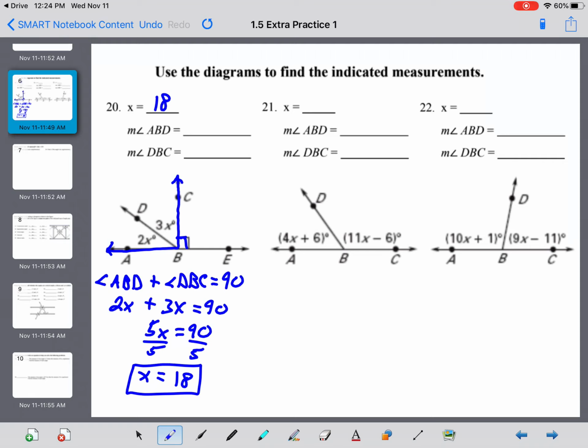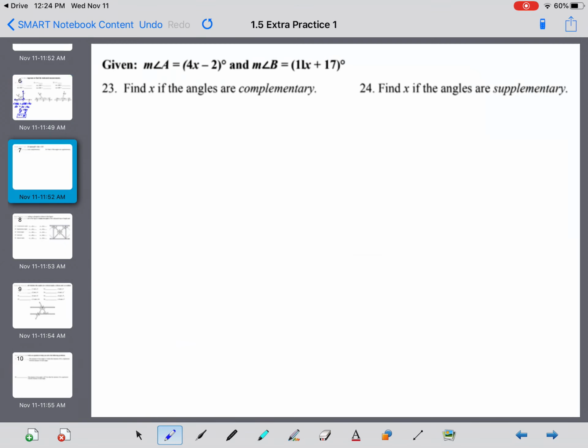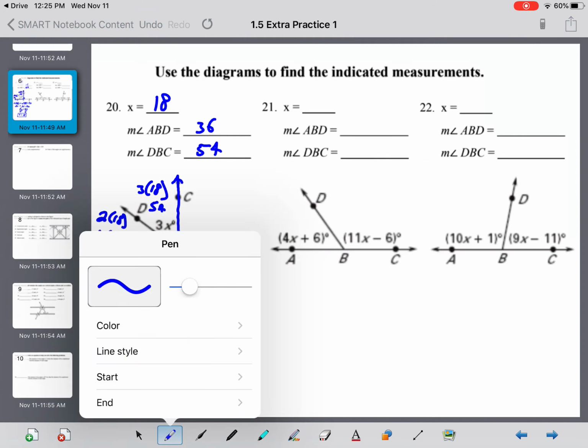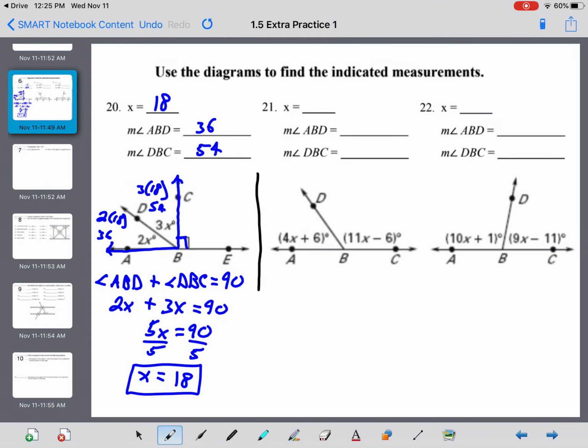Now, the measure of angle ABD, and this is why I gave extra room here on the bottom. I should have given extra room. The measure of angle ABD is 2x, or 2 times 18, and the measure of angle DBC is 3 times 18. Well, 2 times 18 is 36, and 3 times 18 is 54. So fill those in. ABD is 36, and DBC is 54. Okay, and there's one down. Let's try and separate these a little if I can.